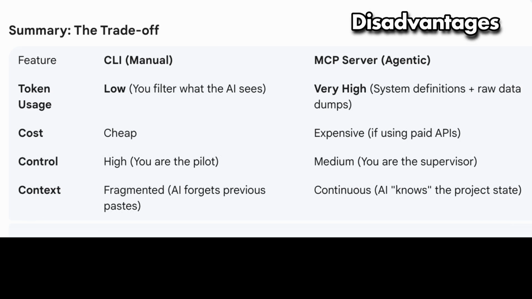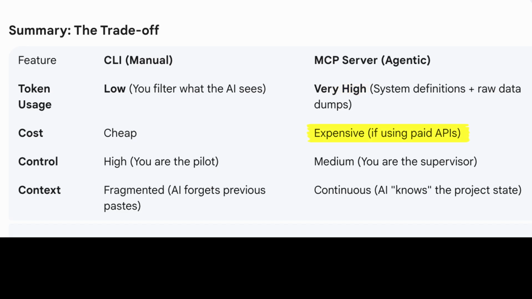Now let's view the disadvantages. Token usage with MCP servers is very high. Cost can get expensive when using paid APIs. The level of control is medium. And the continuous context isn't a disadvantage at all. It's a big plus. That wraps up the tutorial.